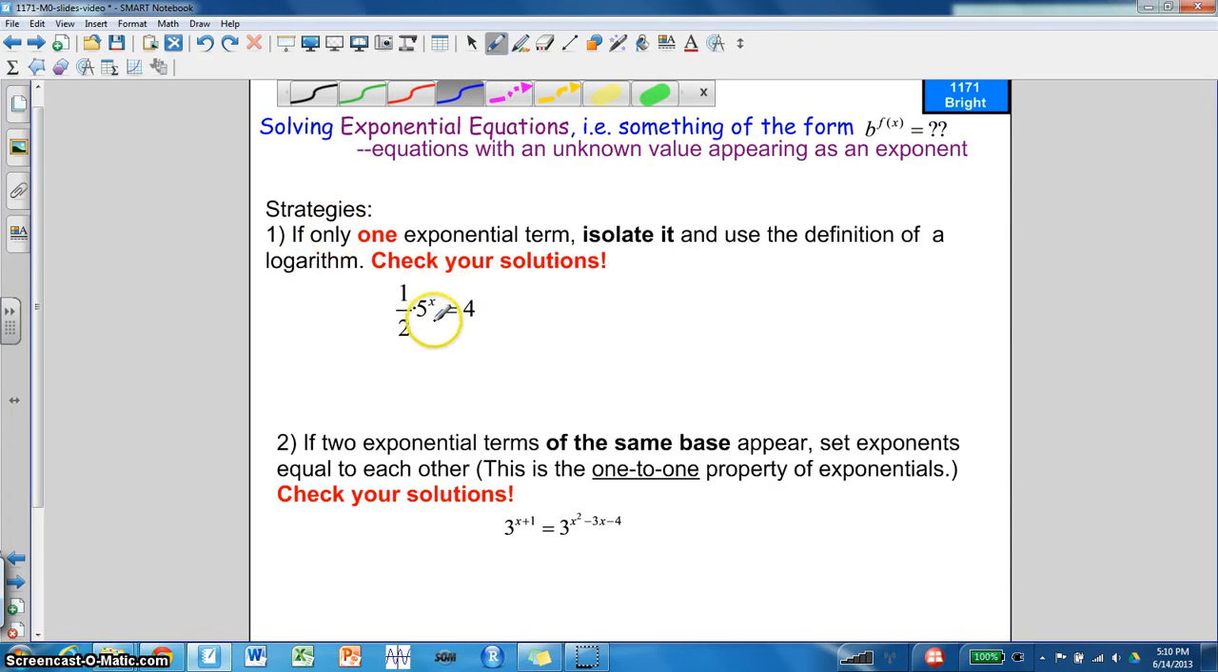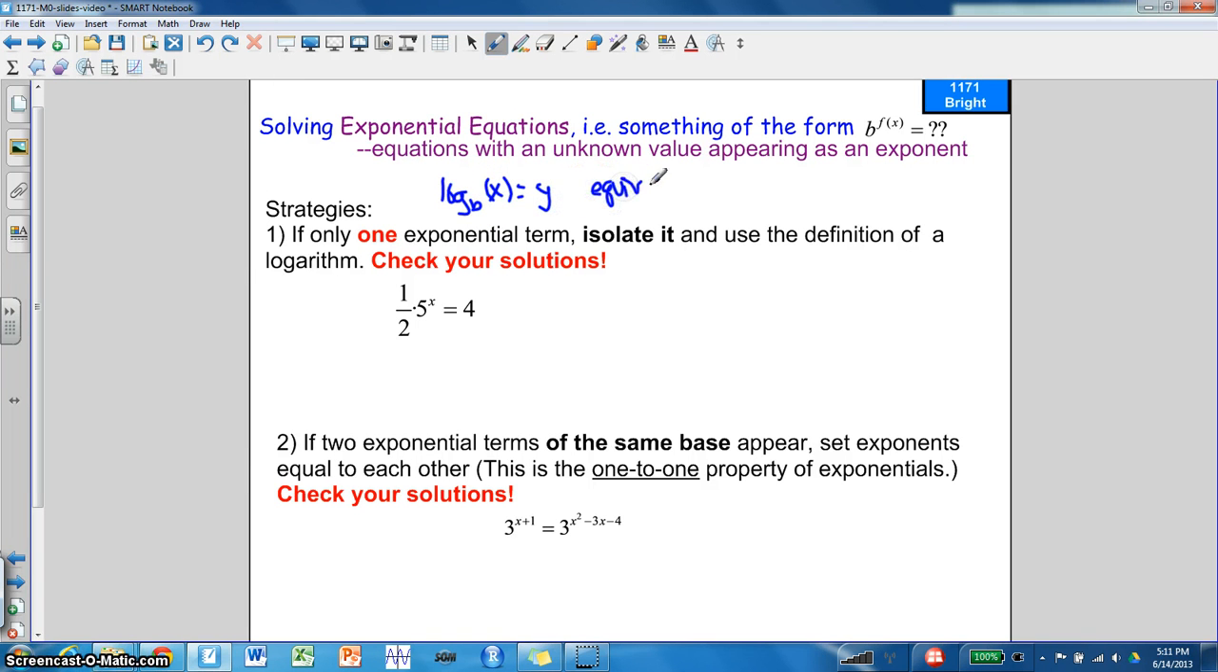First one is if there's only one exponential term, we're going to isolate it just like we would, say, x, and then use that definition, and I'll write that definition again. So if we have log base b of x, if we call that y, that is equivalent to b to the y equaling x. Okay, so we're going to try and use this definition over and over and over.